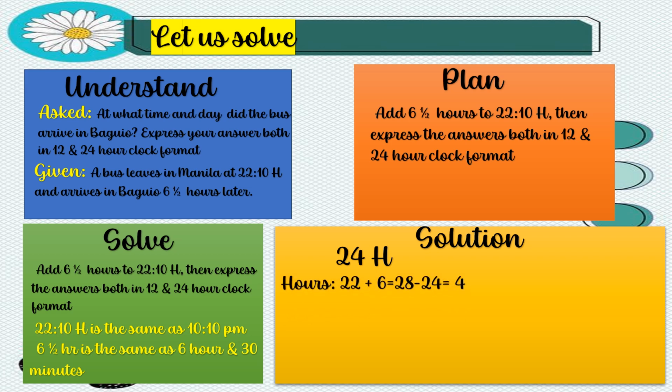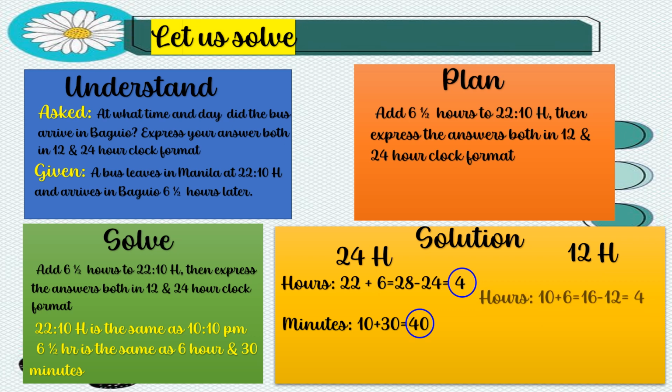So, for 24-hour, we have 22 plus 6, that is equivalent to 28. So, in one day, we have only 24 hours. So, anong gagawin natin? 28 minus 24, we have 4. So, ang minutes natin is, diba 10? No, 10 plus 30, i-add natin yung 30. So, that is equivalent to 40. So, that means 4 hours and 40 minutes for the 24-hour clock format.